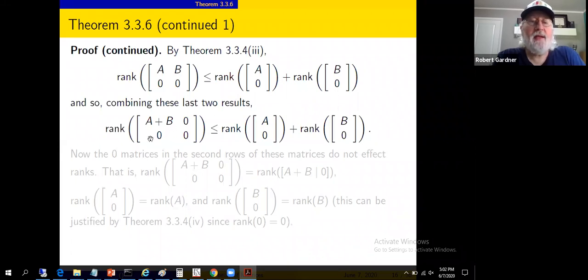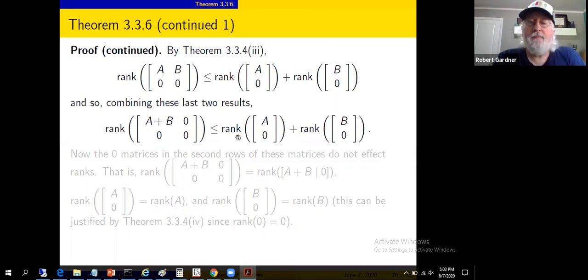All right, we had at the previous slide that the rank of this matrix was less than or equal to the rank of this matrix. Combine that with this inequality to produce the rank of this matrix is less than or equal to this sum on the right-hand side. Excellent. Now think what's going to happen next.